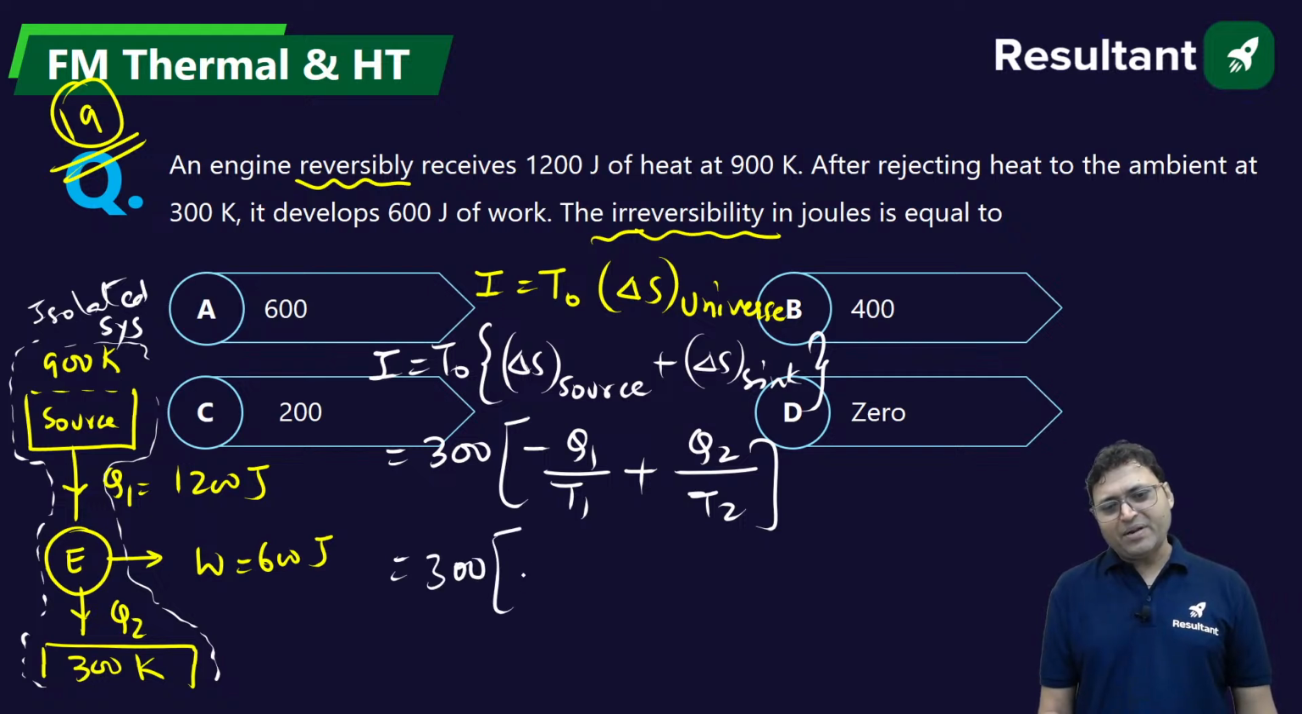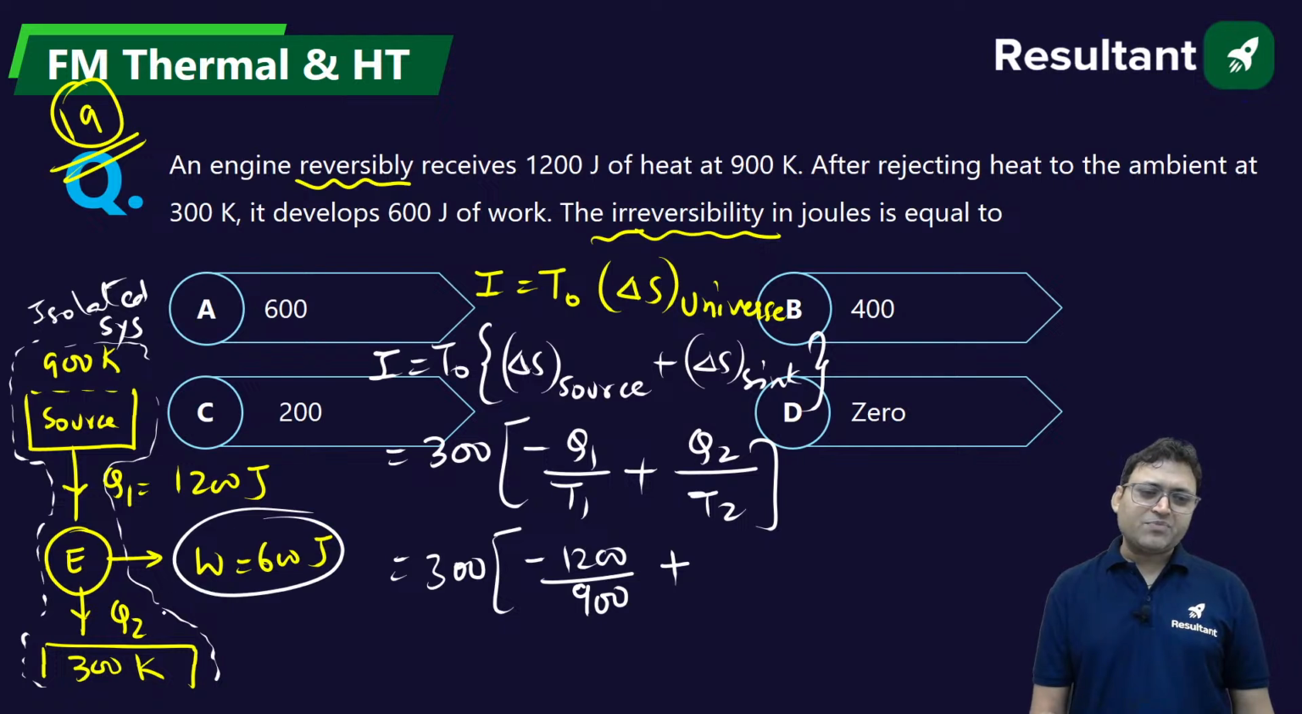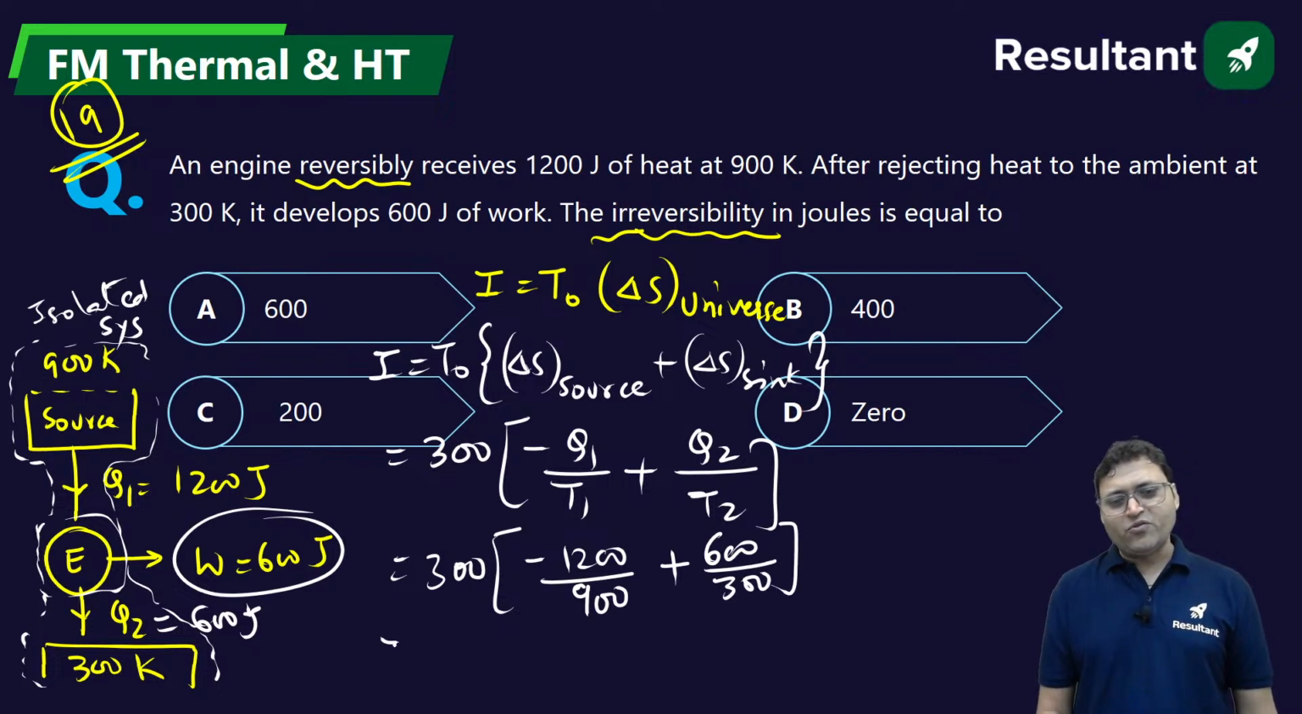300 is the ambient temperature, times minus 1200 upon T1, that is 900 Kelvin, plus what is Q2? If 600 joule of work is produced, Q2 will also be 600 joule from the first law of thermodynamics for the engine. So it will be 600 divided by T2, that is 300. This will give you the answer for irreversibility. 300, then it will be minus 4 by 3 plus 2.